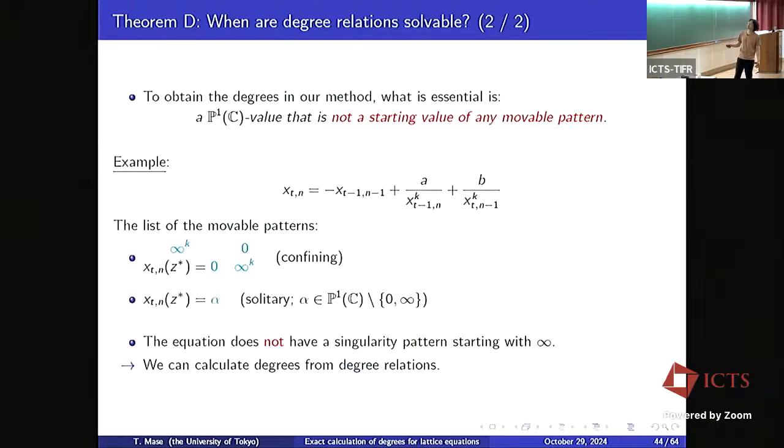So let's look at this example. The list of movable patterns is this: confining pattern and solitary pattern. The confining pattern starts from 0. But this solitary pattern starts from alpha. Alpha is not 0 or infinity. So there is no pattern starting from infinity. That's why we can solve the degree relation and we can get degrees. This is the meaning of theorem D.